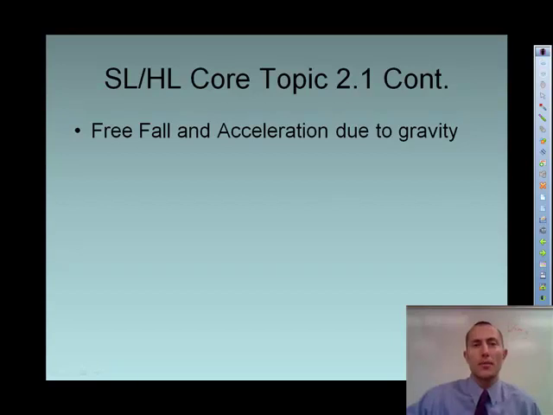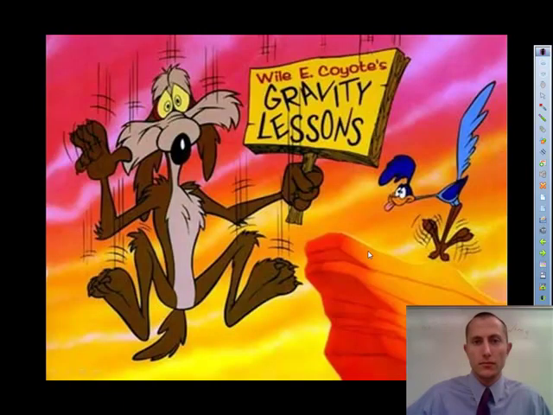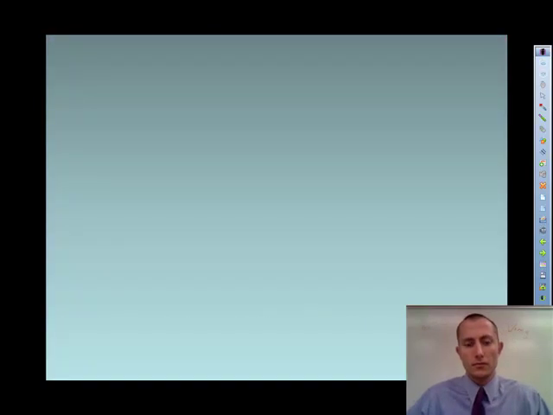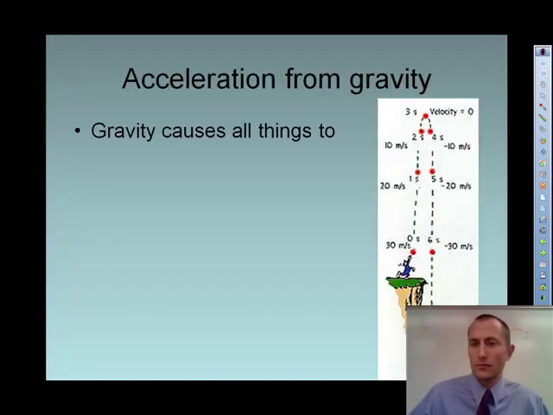Let's continue talking about topic 2.1, kinematics, and today we'll talk about free fall and a specific type of acceleration, the acceleration due to gravity. We know that if we drop something, it falls. This falling action is caused by something that we call gravity.